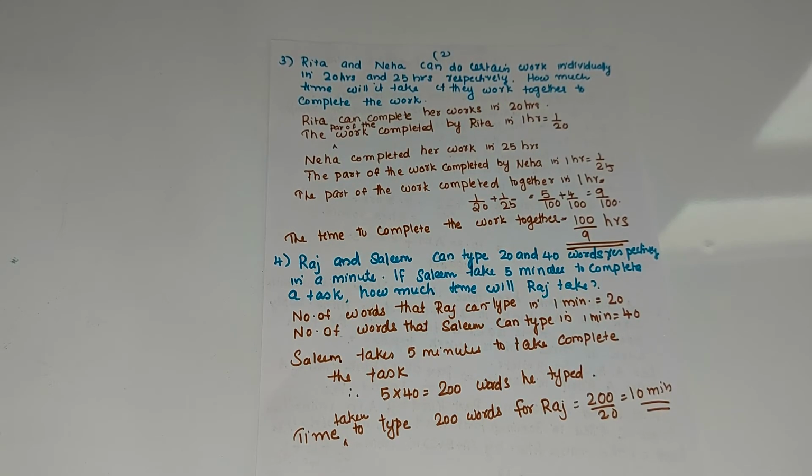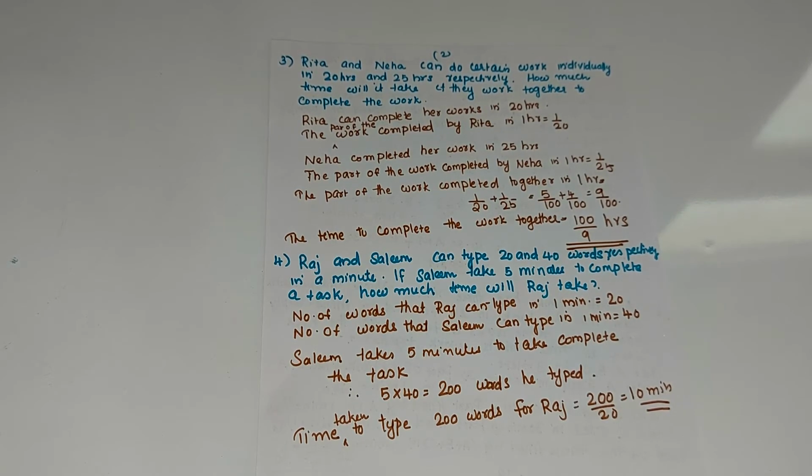So how many words did he type here? Salim can type 40 words in a minute and he took 5 minutes to complete a task. So 5 into 40 is equal to 200 words he typed.